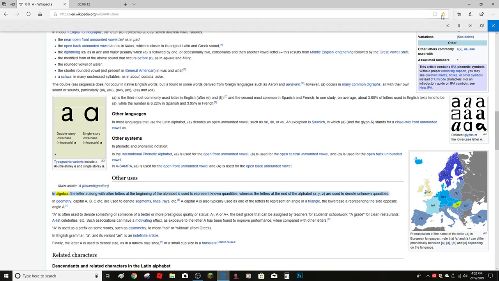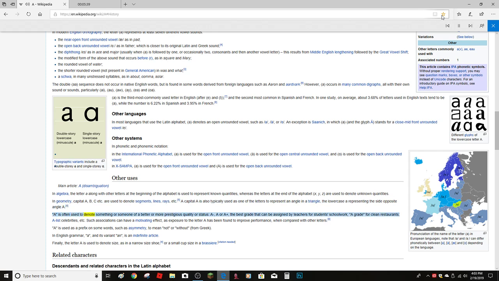Other uses. Main article, A, disambiguation. In algebra, the letter A along with other letters at the beginning of the alphabet is used to represent known quantities, whereas the letters at the end of the alphabet, X, Y, Z, are used to denote unknown quantities. In geometry, capital A, B, C etc. are used to denote segments, lines, rays, etc. A capital A is also typically used as one of the letters to represent an angle in a triangle, the lowercase a representing the side opposite angle A.